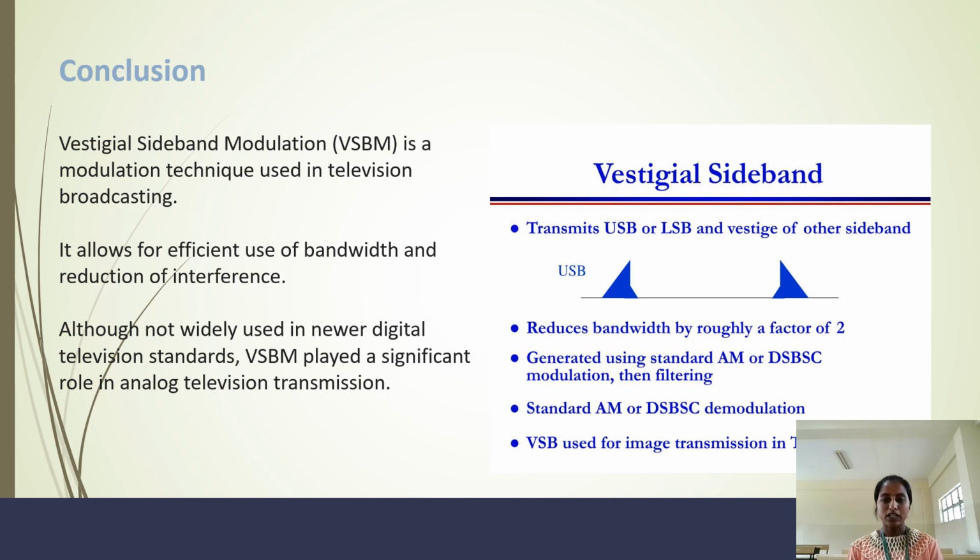Vestigial sideband transmits the upper sideband or lower sideband and a vestige of the other sideband. Vestigial sideband reduces bandwidth by roughly a factor of 2. Vestigial sideband is generated using standard amplitude modulation or double sideband suppressed carrier modulation, then filtering. Vestigial sideband is demodulated using standard amplitude modulation or double sideband suppressed carrier demodulation. Vestigial sideband modulation is used for image transmission in TV signals.